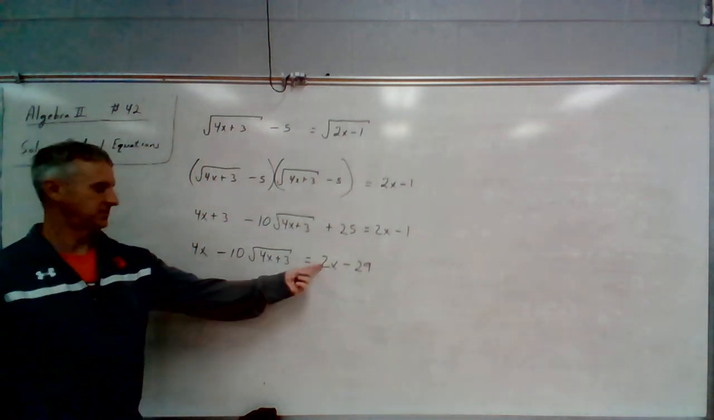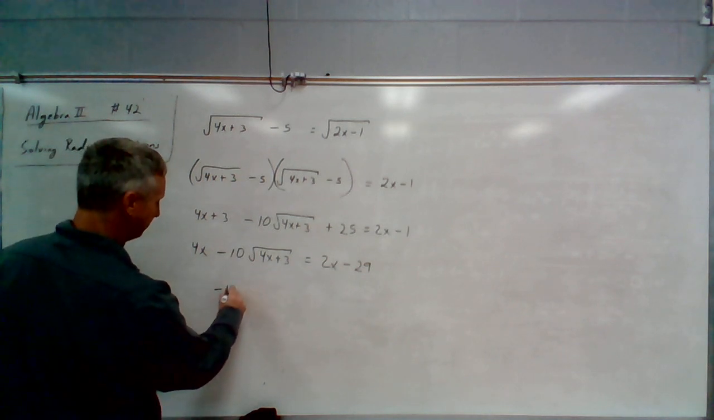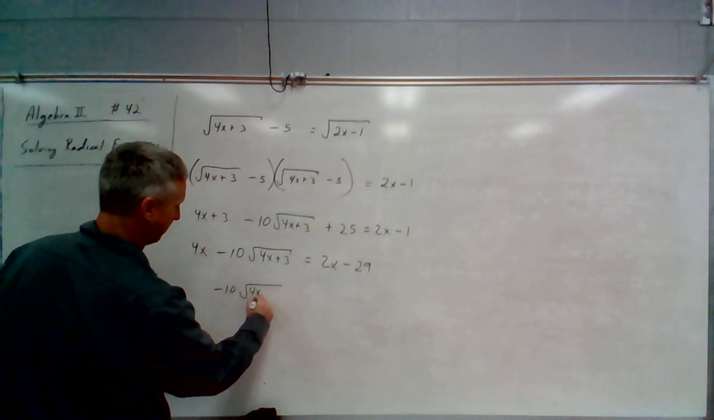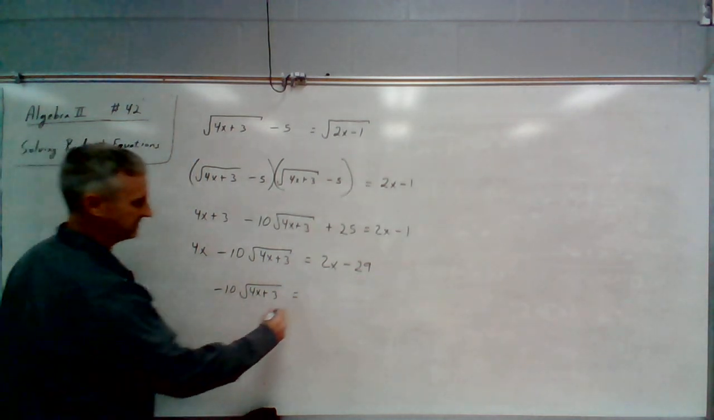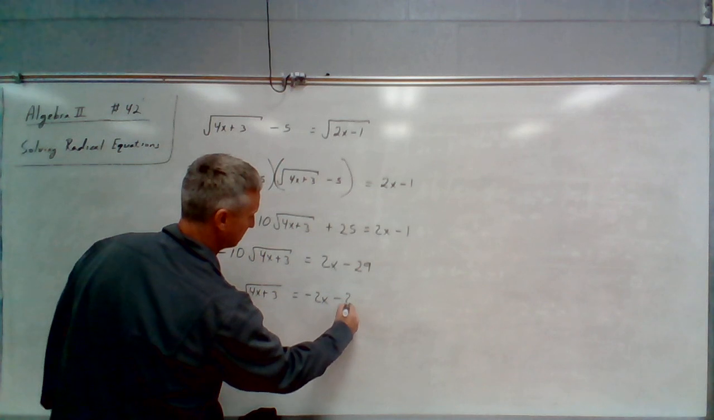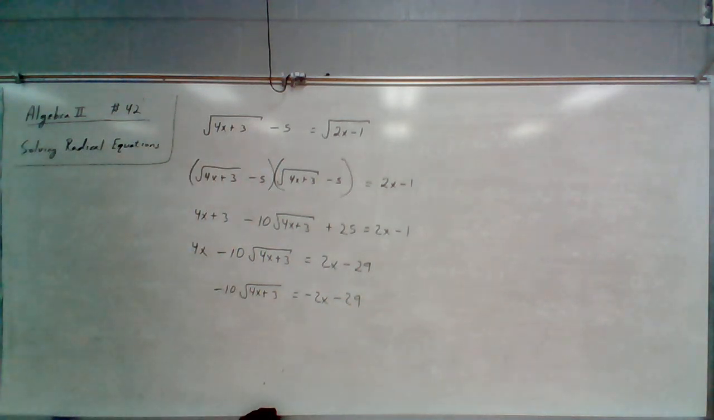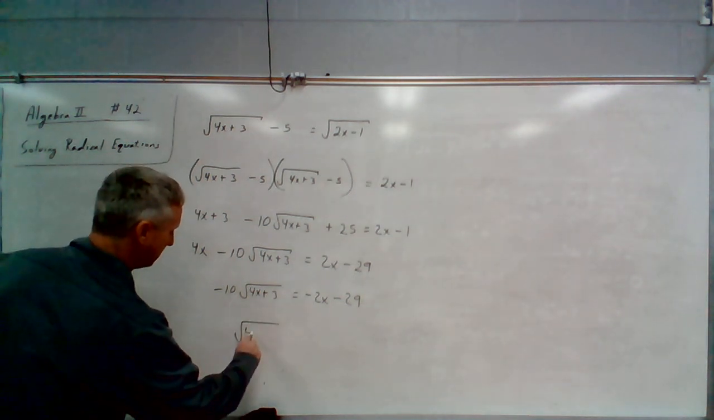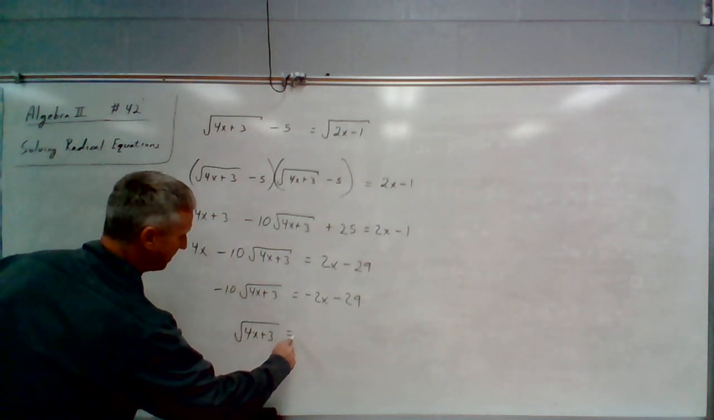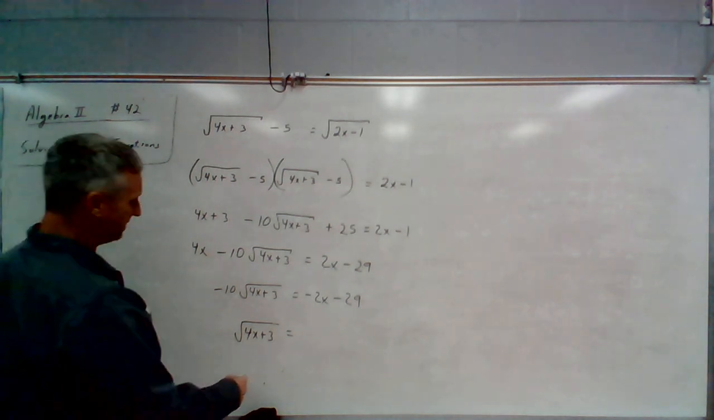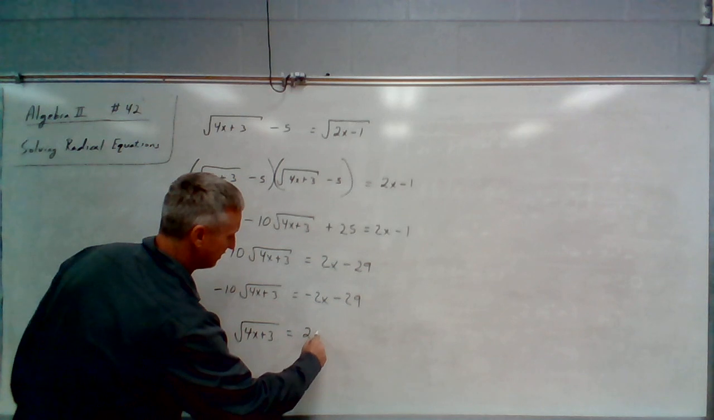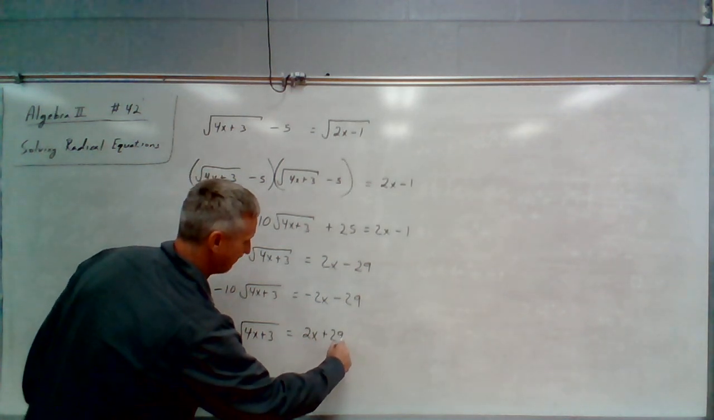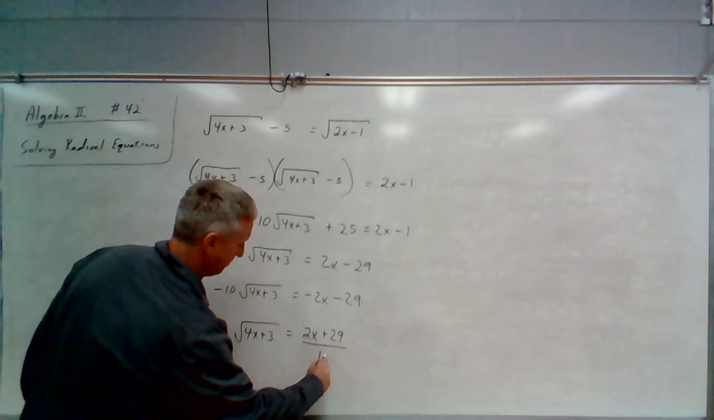Let's move this 4x over here. So now I have negative 10 times the square root of 4x plus 3 equals, subtract 4x from both sides, I have minus 2x minus 29. And I'm going to divide both sides by negative 10. Square root of 4x plus 3 divided by negative 10. So when I divide by negative 10, I can just get rid of all these minus signs. So that'll be 2x plus 29 over 10.